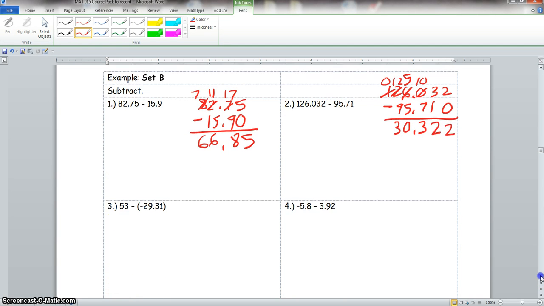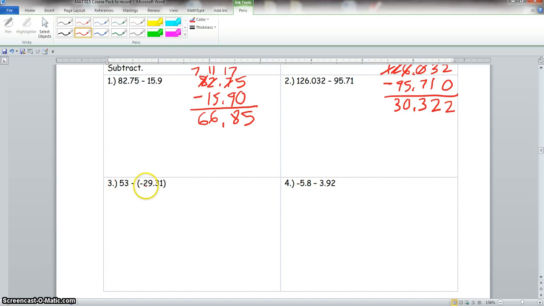So now we scroll down here to number 3. 53 minus a negative 29.31 will give us 53 plus 29.31. Because we know those two consecutive minus signs with no number separating them becomes a plus. So 0 plus 1 is 1. 0 plus 3 is 3. Bring down our decimal. 3 plus 9 is 12. Carry your 1. 1 and 5 is 6, plus 2 is 8. So it's 82.31.